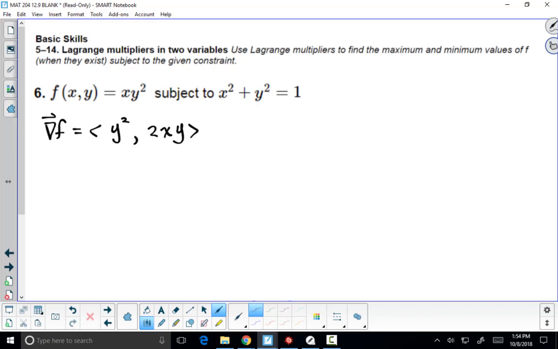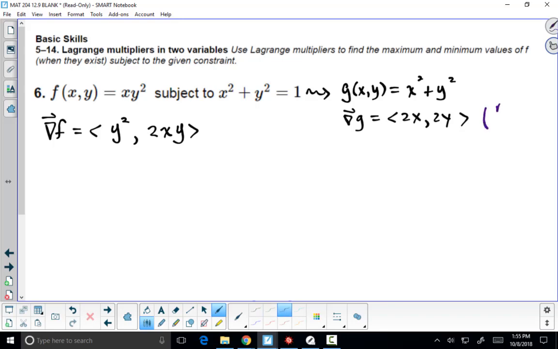Now let's get a normal to this curve over here. The normal to a curve, the way we've been doing it, is to create a parent function and take its gradient. So the parent function for the constraint, we could build this function g of x, y equals x squared plus y squared. We don't need to deal with the constant because we're about to partially differentiate. So del g is 2x comma 2y, that is normal to the constraint curve. It's normal to this constraint curve right there.